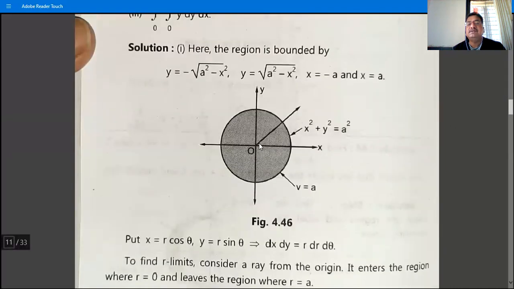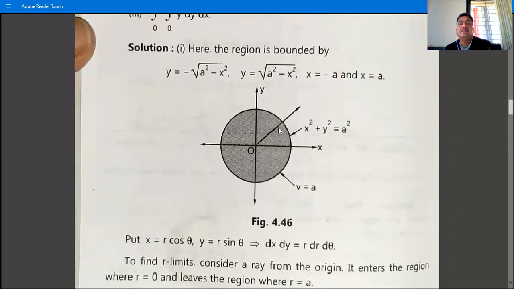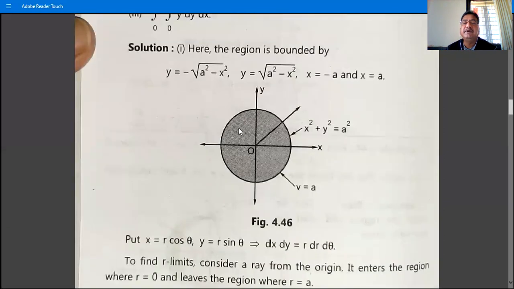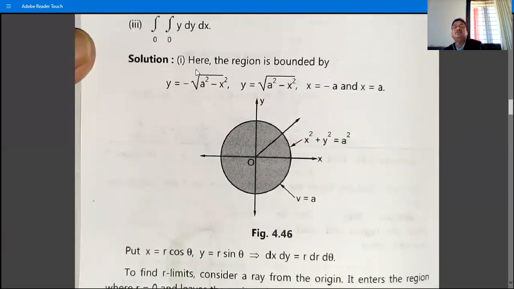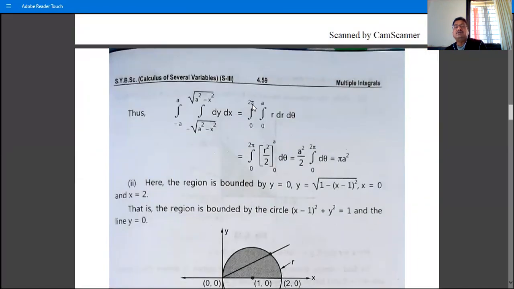and theta runs from 0 to 2 pi. In order to cover this region, we have to move theta from this point to this point, that is 360 degrees. So the given integration is 0 to 2 pi as the limit on theta, 0 to a as the limit on r, and r dr d theta. From the figure we observe the limit of r and the limit of theta. So this is converted to a double integration 0 to 2 pi, 0 to a, and dy dx or dx dy is replaced by r dr d theta because of that theorem.